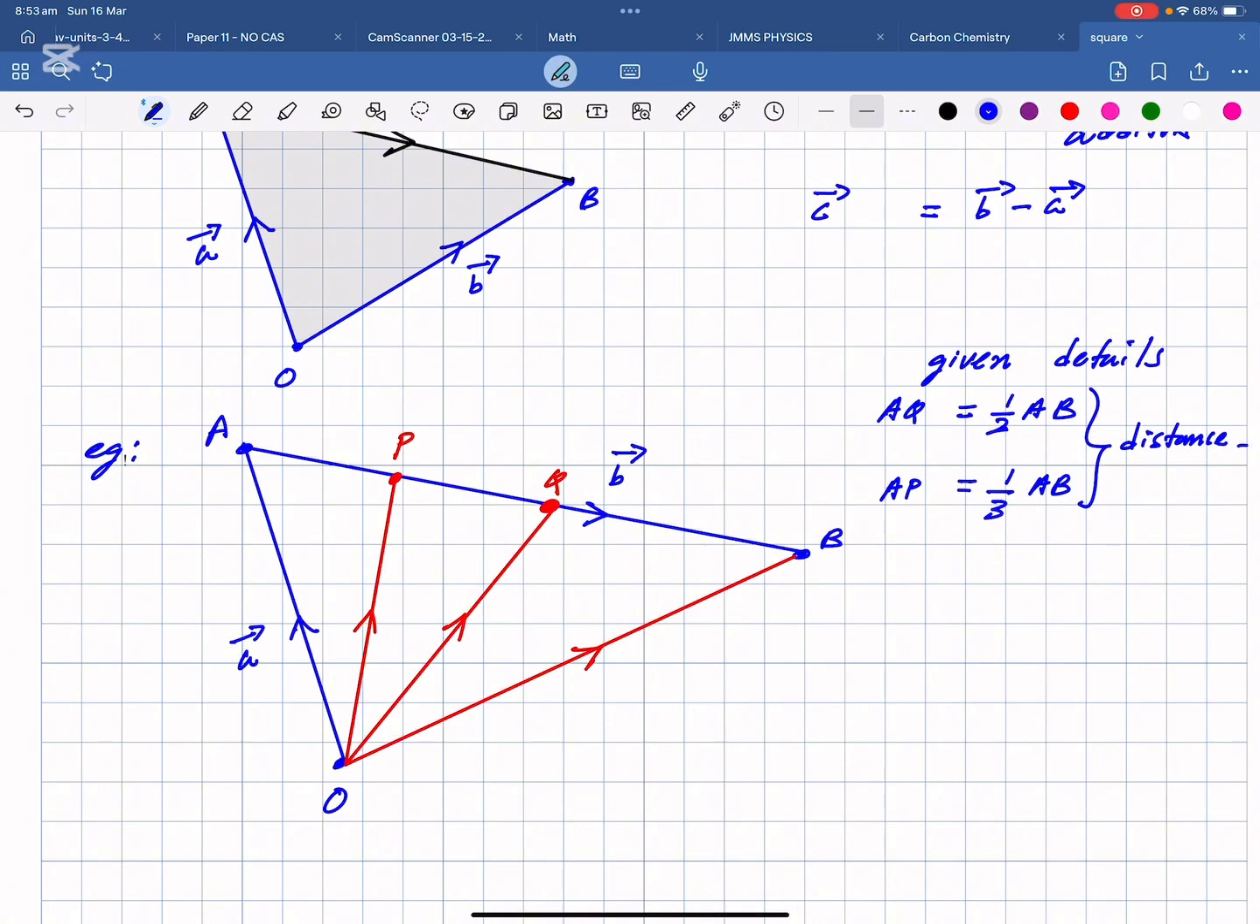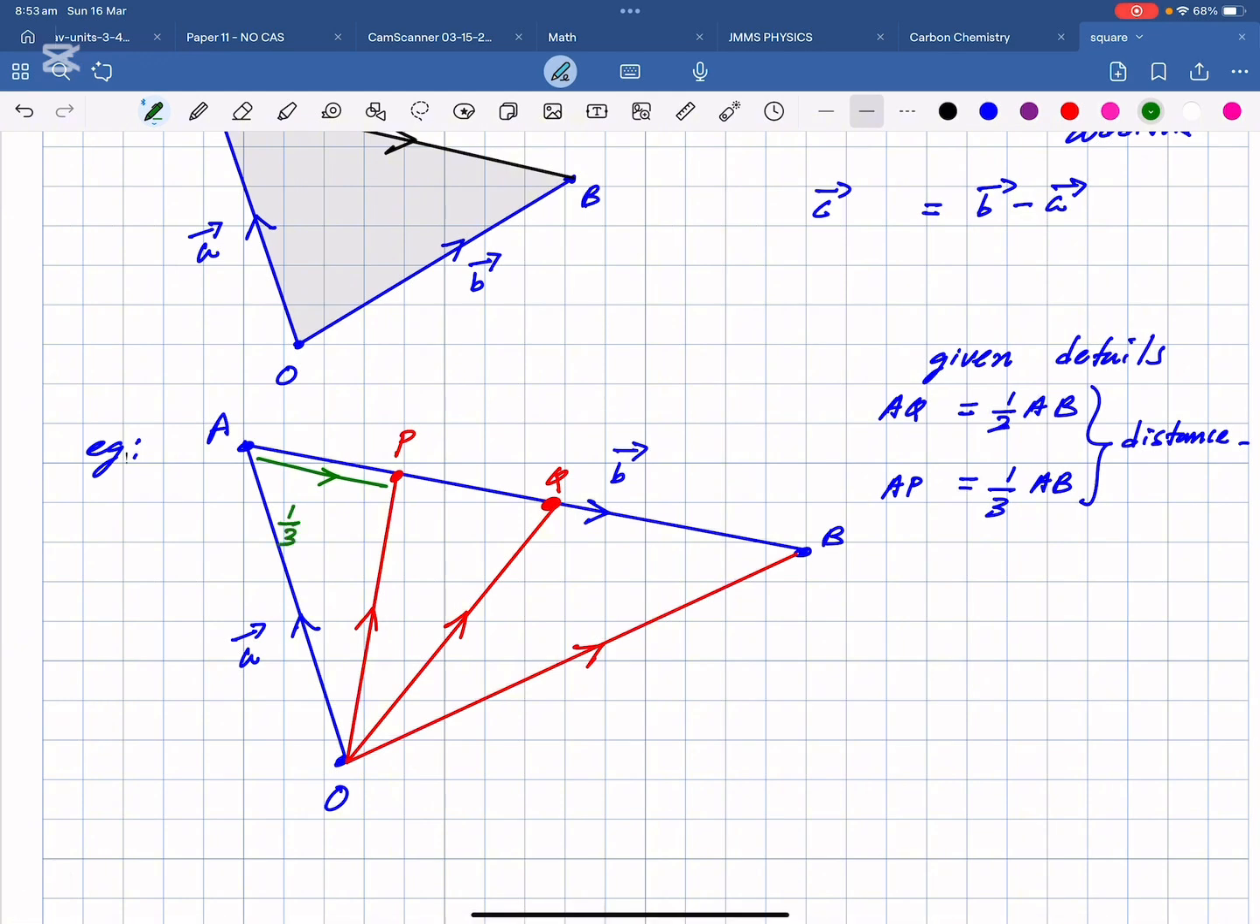Right? Now what we know? AB is B. So we know AP. AP is going to be 1/3 of AB, right? So that's going to be 1/3 of B vector, because size is 1/3 now. Direction has no effect.